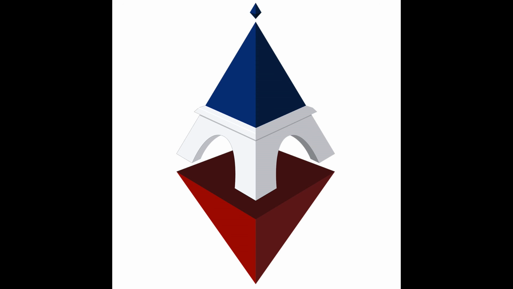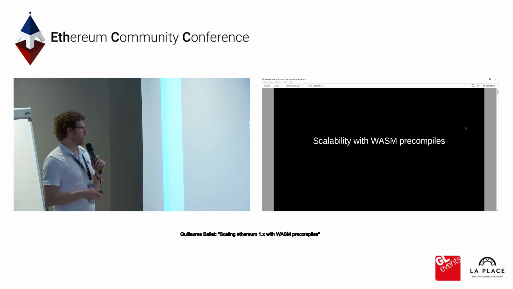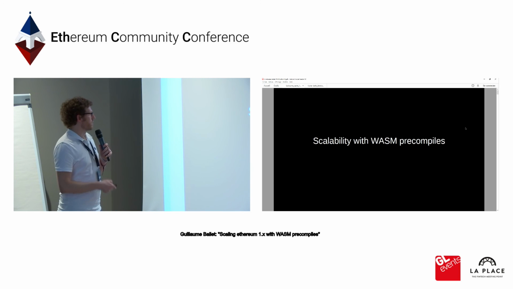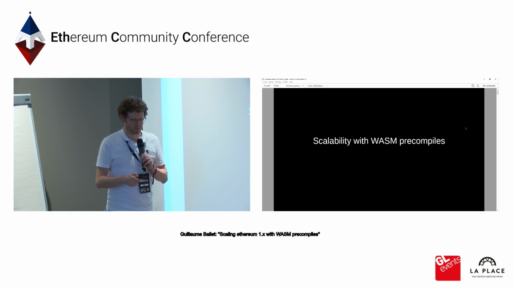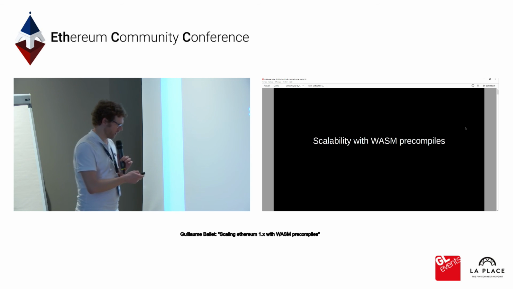Okay, thanks for coming. I would like to talk about an optimization that I've been working on in the past couple months. This follows a presentation I did at DEF CON. So it's about how to use WASM precompiles to try to reduce part of the state of an ETH1 chain.